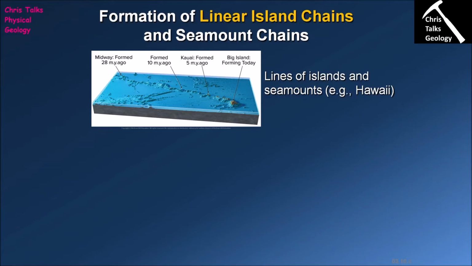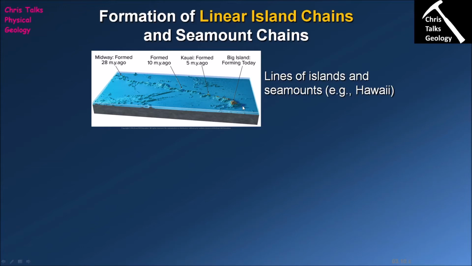Now, in contrast, linear island chains do not typically form at plate boundaries. They often form away from plate boundaries. They are not associated with features like trenches or accretionary prisms. And the chain of islands do not form a curved shape, they instead form a straight line. And we can see that here when we look at the linear chain of islands associated with Hawaii.